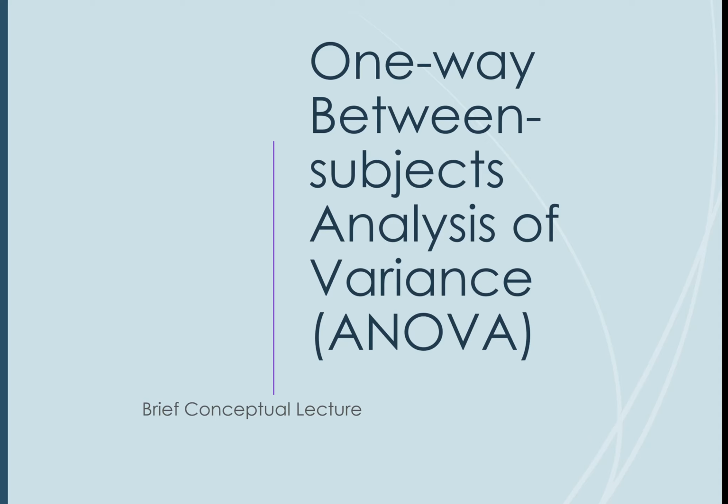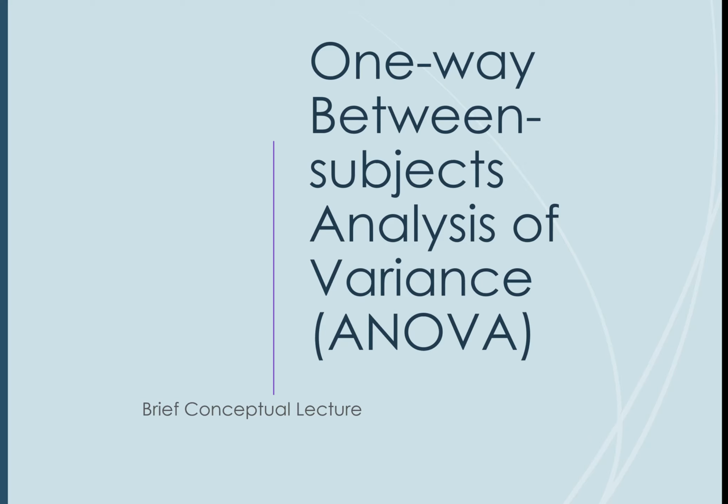So one way implies that there's one independent variable. Between subjects implies that a given participant would be in one level of that independent variable, but not multiple levels, as opposed to a within subjects or repeated measures design, where a participant would take part in each level of the independent variable. So in the end, we're comparing independent groups of people, much like the independent samples t-test applied to a between subjects design.